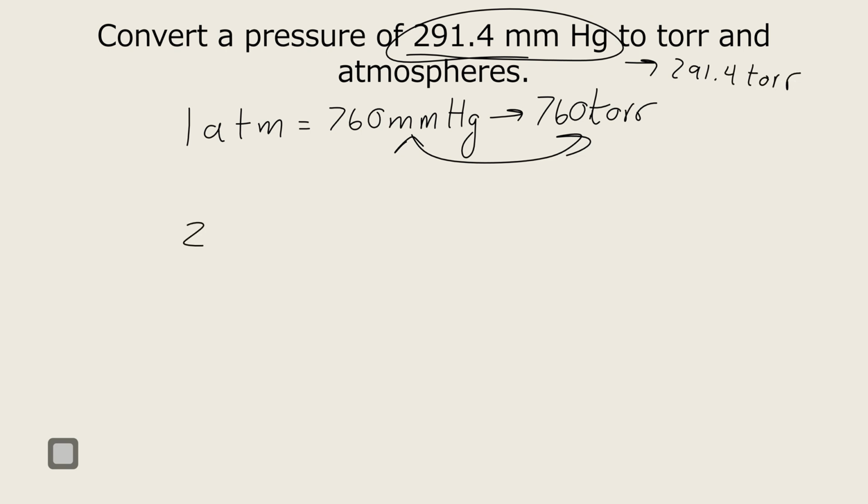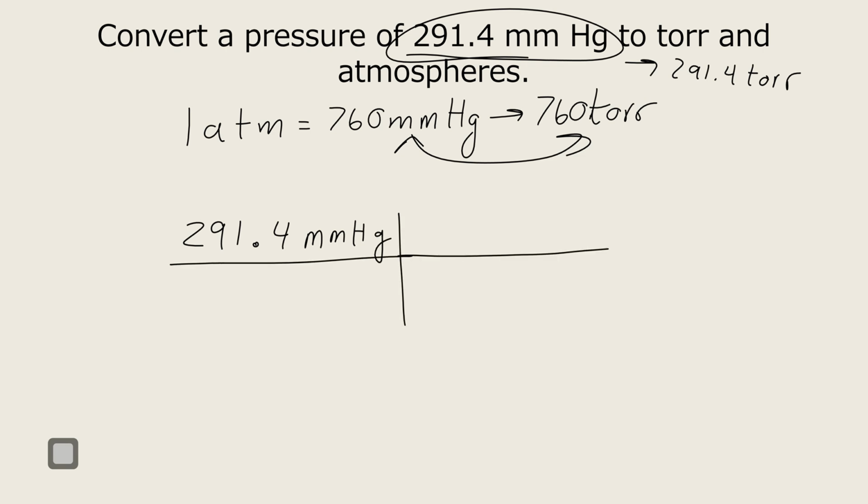Now for atmospheres, we would have to just do a quick dimensional analysis. 291.4 millimeters of mercury. Again, just like we did with stoichiometry or mole calculations, I come from millimeters of mercury, I'm going to ATM. All of these should be one-step problems. I copy down the constants in front, 1 and 760, and then I convert. 291.4 divided by 760 is 0.3834 ATM.